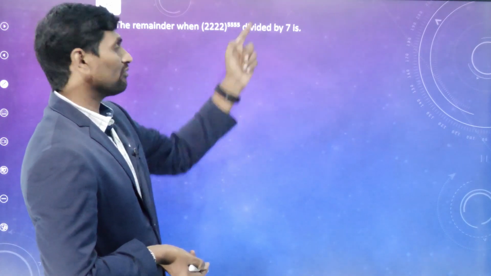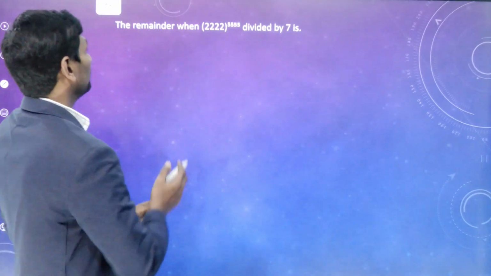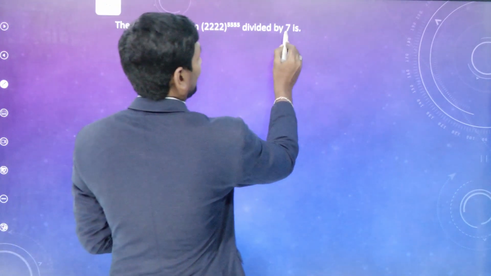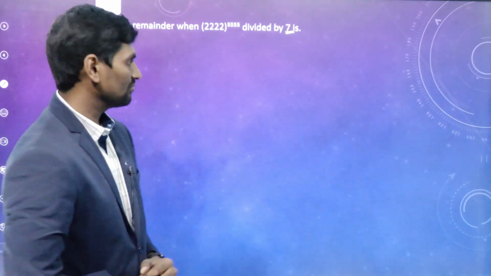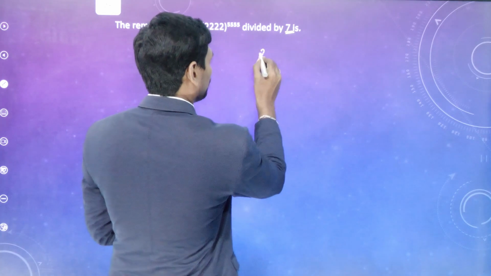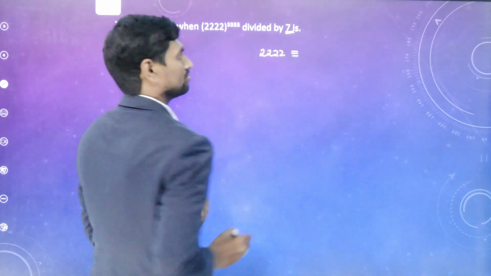2222 whole to the power of 5555. A very huge number. If this number is divided by 7, what is the remainder? See here. Now, 2222 is congruent to 2.